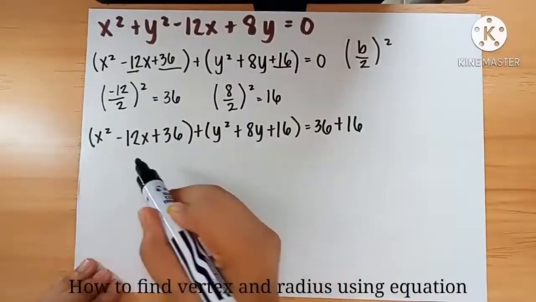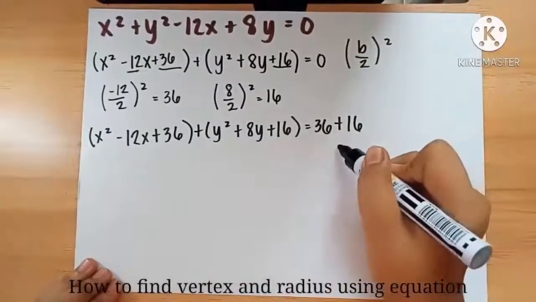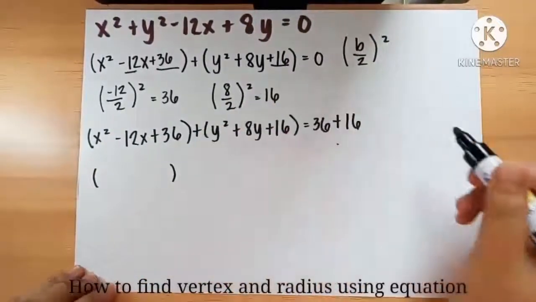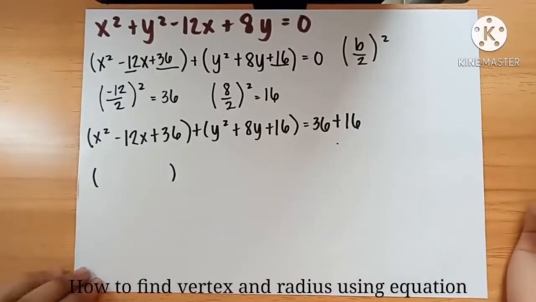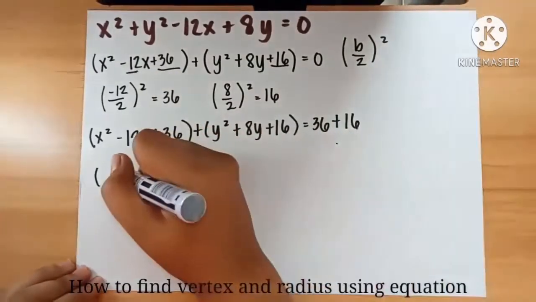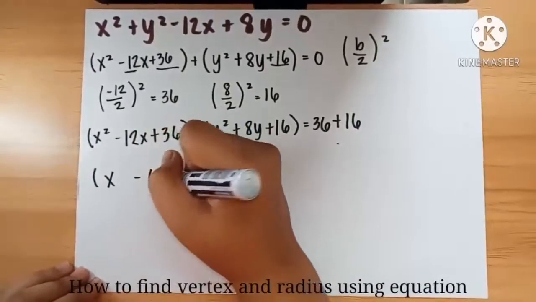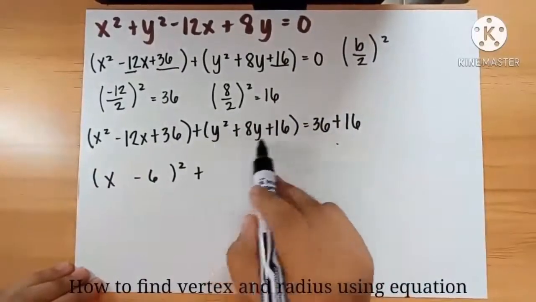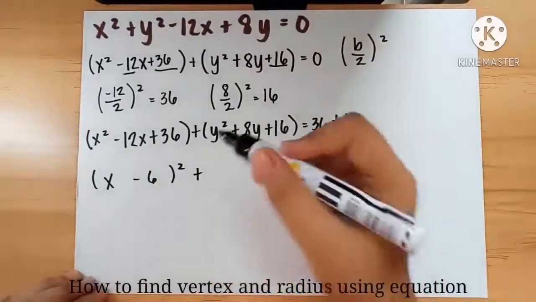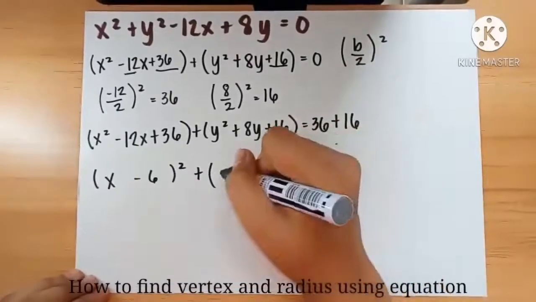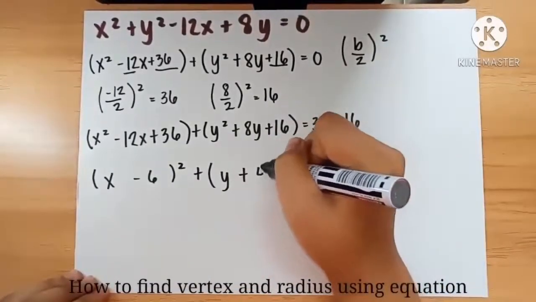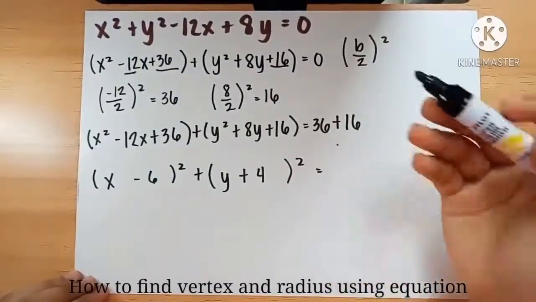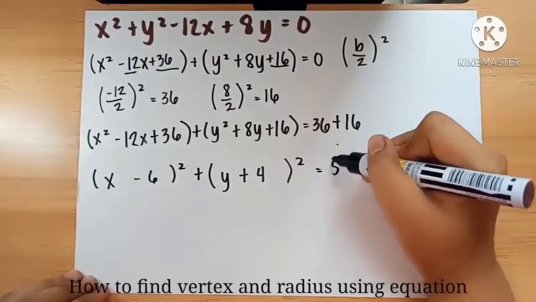Next, we have to factor this, and add this. We have the factor of x squared minus 12x plus 36 equals x minus 6 squared, plus the factor of y squared plus 8y plus 16, y plus 4 squared equals, we have 36 plus 16 equals 52.